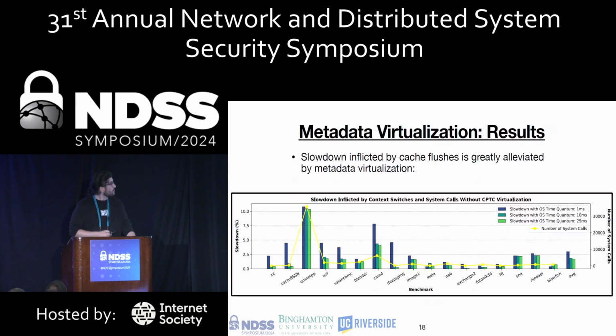All right. So we evaluate this by looking at the slowdown inflicted by cache flushes when metadata virtualization is not implemented. The bar graph here shows the slowdown when it's not implemented, and the yellow lines show the number of system calls on the right side of the y-axis. If you don't implement metadata virtualization, you have to flush. Let's assume you have to flush every single partition each time a context switch happens. It goes above 10% for some benchmarks, depending on how many system calls there are.